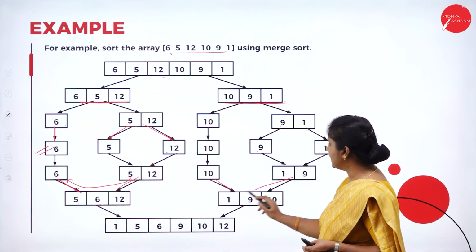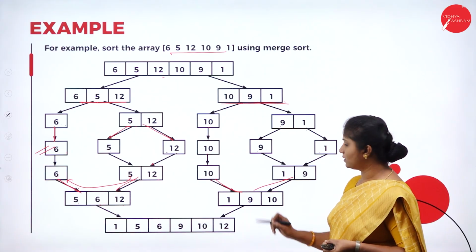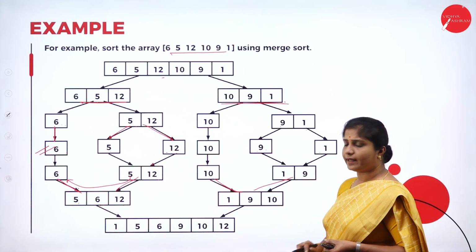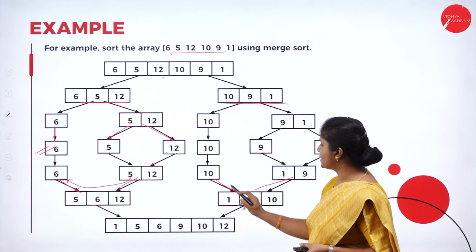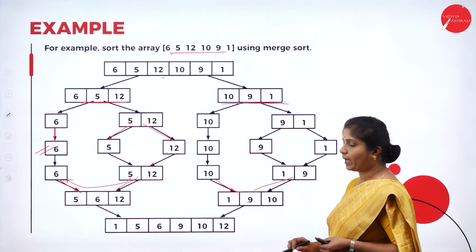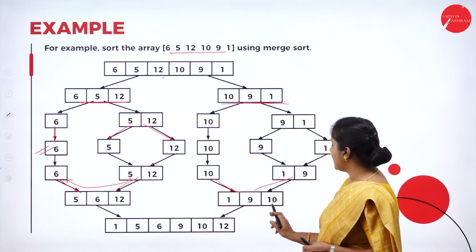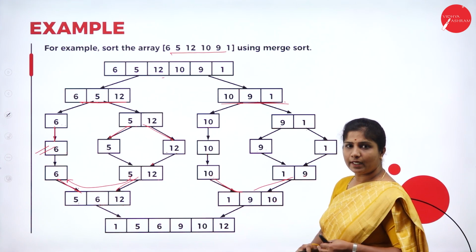While combining these three, check with one another. So 1 is lesser than 10. Hence 1 is placed before 9 and 10. Okay. So compare 9 and 10. 9 is lesser than 10. Hence 9 is placed before the 10.